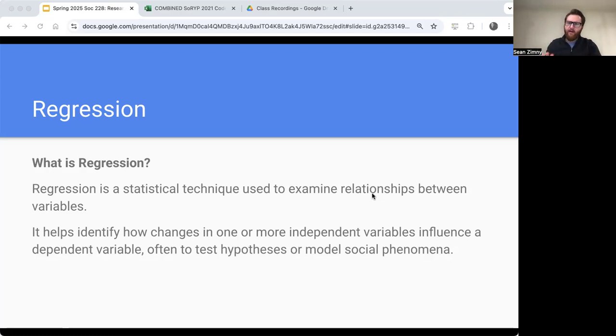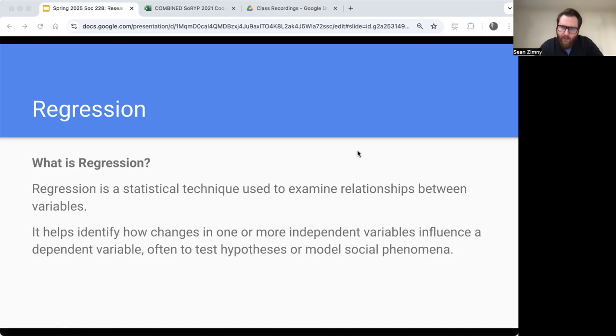And then the concept of statistical significance, which we have already talked about. This indicates whether the relationships we're observing in these tests are likely due to chance or represent an actual meaningful pattern. So when there is statistical significance, that means there is a meaningful pattern going on here. And there are a couple different types of regression: linear and logistic regression. Linear regression is used when the dependent variable is continuous.